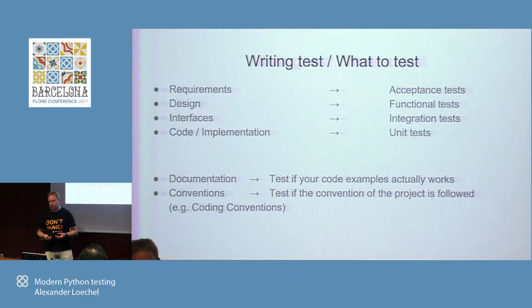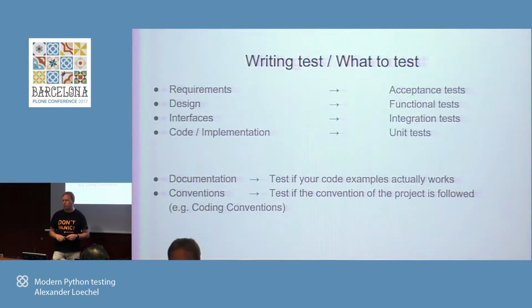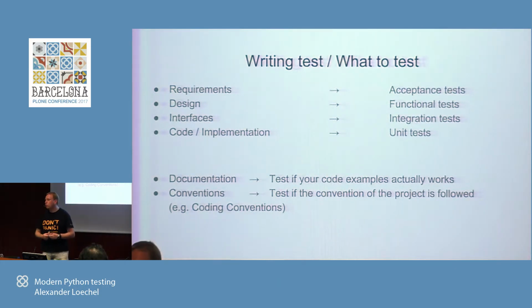So if we do writing tests, what to test? We need to test our requirements with the acceptance test, the design with the functional test, the interfaces with the integration test, the code with the unit test. So that's obvious for writing software, but we have two things else. We normally have documentation, and as open source communities, we're writing developer documentation. There are code snippets in there that we show to new users. We should test them. They should work and run.